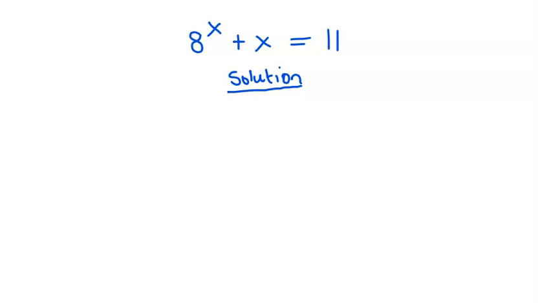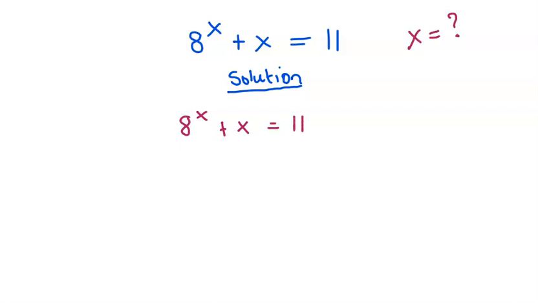Today we have this interesting equation. This equation is a transcendental equation, and we're going to solve for the value of x that will satisfy this equation. We have 8 to the power of x plus x is equal to 11. So let's get started. From the given equation, we have 8 to the power of x plus x. This is equal to 11.